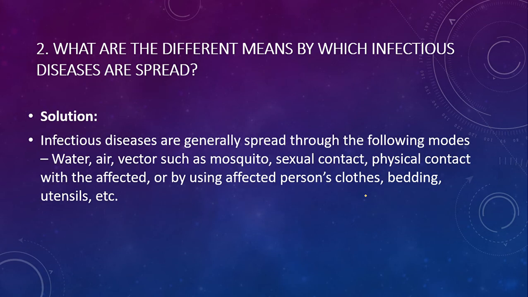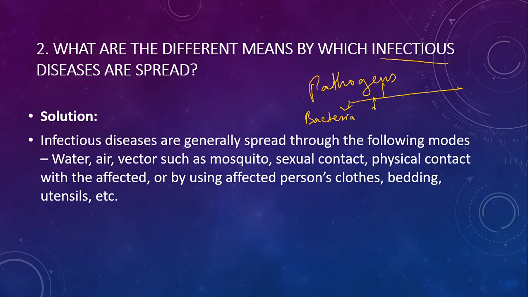Okay, what are the different means by which infectious diseases are spread? Infectious diseases are generally spread through the following modes. Infectious diseases are the diseases caused by pathogens. And how many types of pathogens have we studied so far? Bacteria, then virus, then protozoa, then worms, and the last one is fungi.